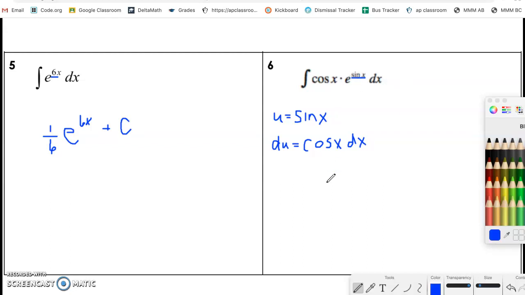And all I'm doing, integral e to the u du. Integral of e is just itself, so it's e to the u plus c, which is just going to be e to the sine x plus c.